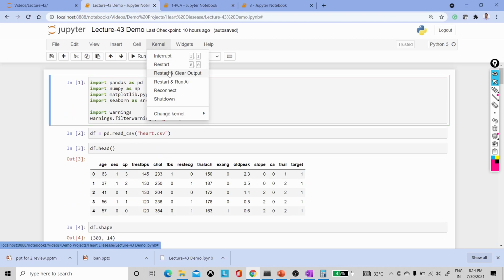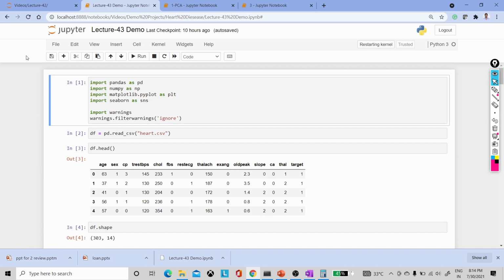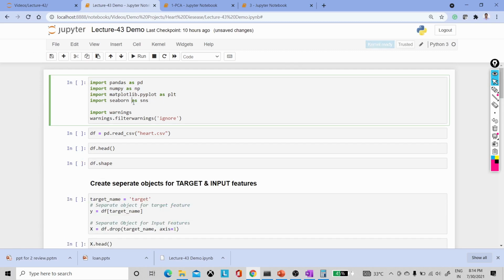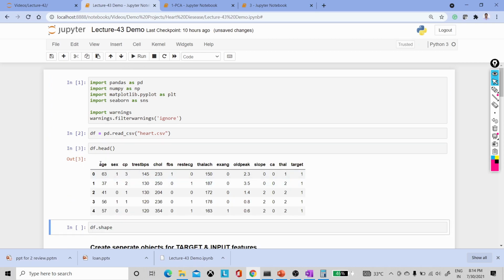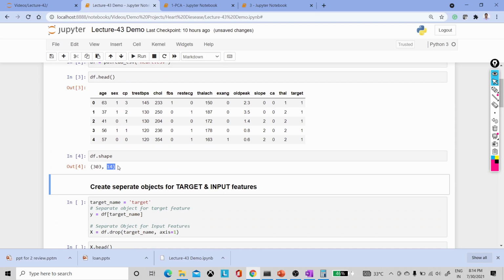So here I am taking one data set. My data set is the heart disease data set. So my data shape will be 14 features, meaning 303 records and 14 columns.